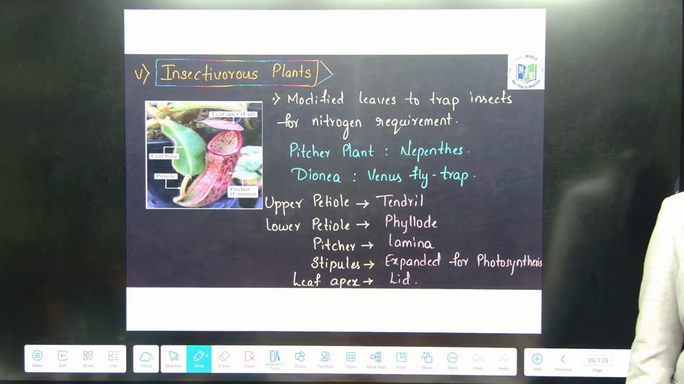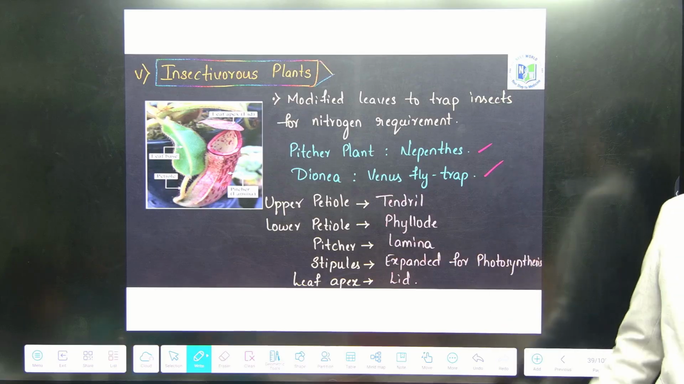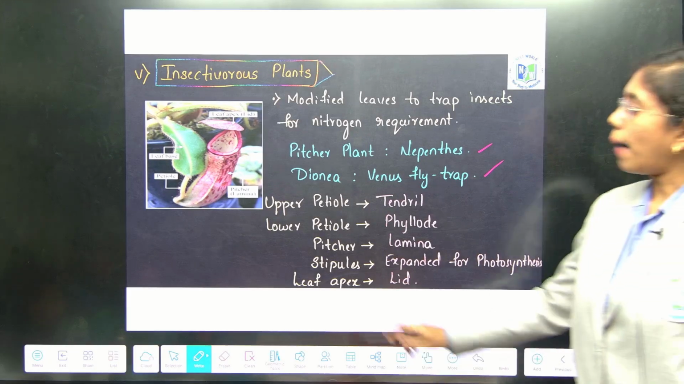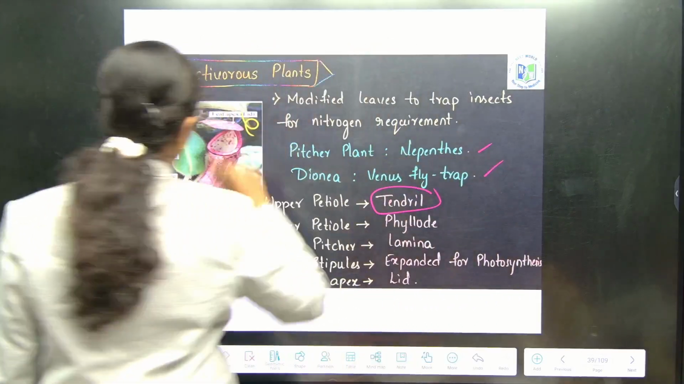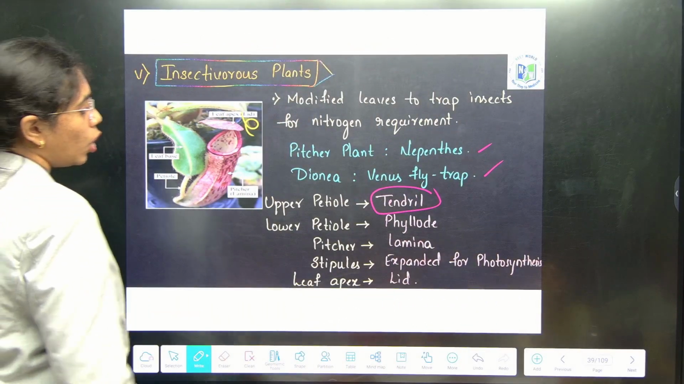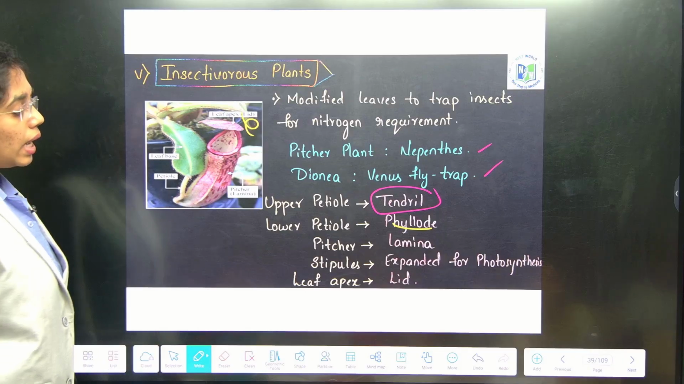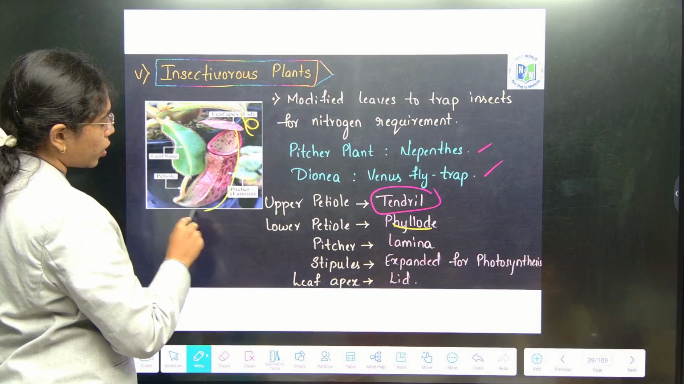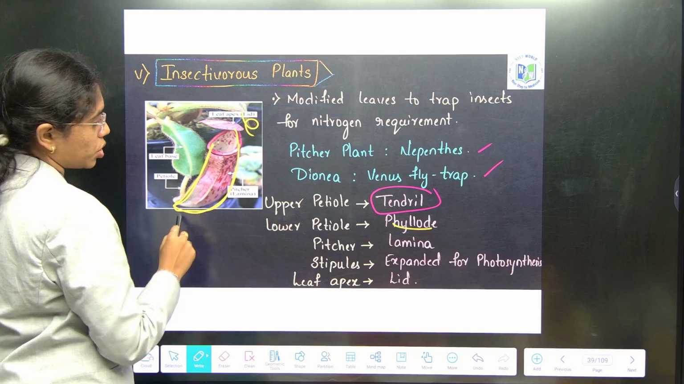Insectivorous plants, you know. Examples include what? Nepenthes and Venus flytrap. Here upper petiole is modified to a tendril like this. Upper petiole is modified to a tendril. Lower petiole to a phylloid, which performs photosynthesis. Next, pitcher is modified from what? Lamina is modified to pitcher.